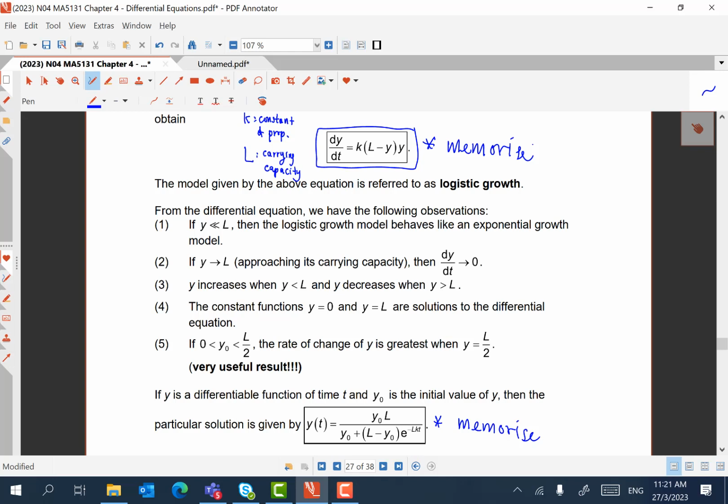You see how I derive it? It takes about 2 minutes, and then you're also not so sure, you get scared, you get worried. So I would think that the wiser choice is to learn it by pure memory work. You must remember that the DE looks like dy/dx equals k times (L minus y) times y. You need to remember that the solution is y equals y naught times L over (L minus y naught) e to the power minus KLt, plus y naught.